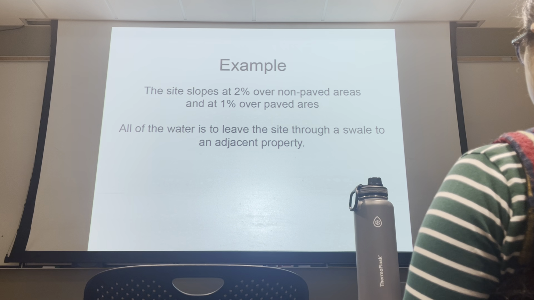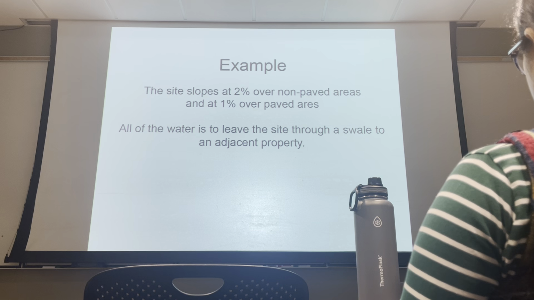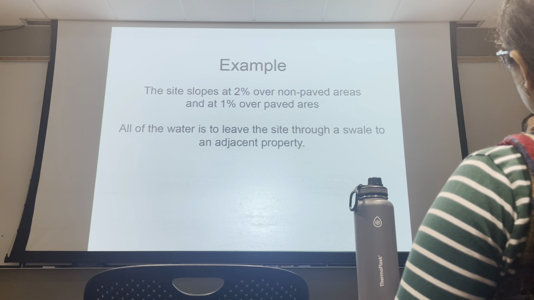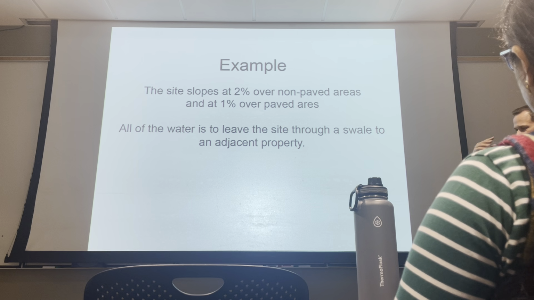The site slopes at 2% over non-paved areas and 1% over paved areas. This is very generalized, but I'm just trying to give you a sense of what this project might look like. All of the water is to leave the site through a swale to adjacent property.